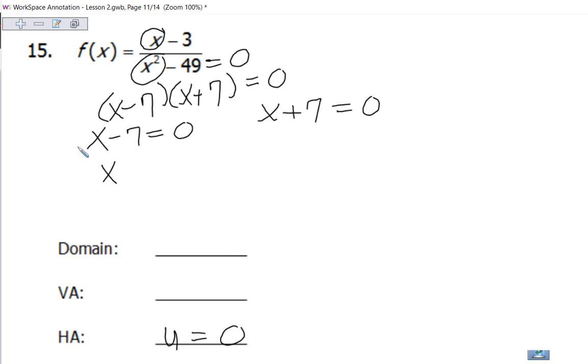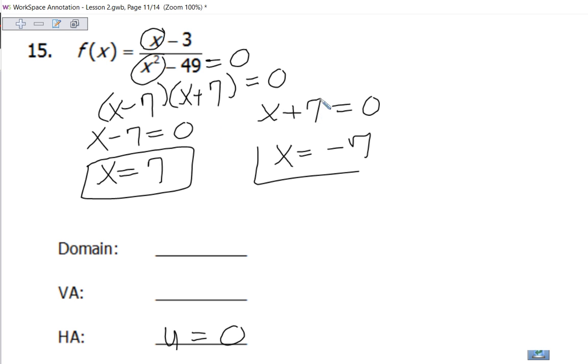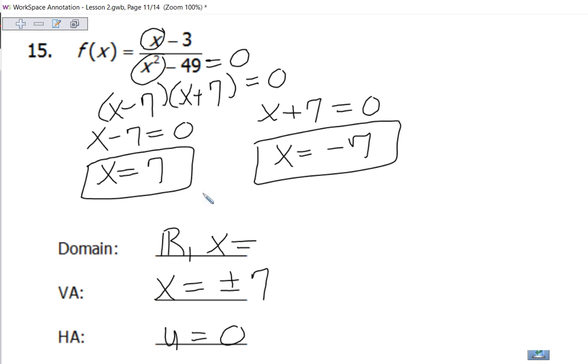What's the first vertical asymptote? 7. What's the second vertical asymptote? Negative 7. So instead of writing this down as x equals 7, x equals negative 7, how could I write that? X equals plus or minus 7. So that means the domain is all real numbers, except x cannot equal plus or minus 7.